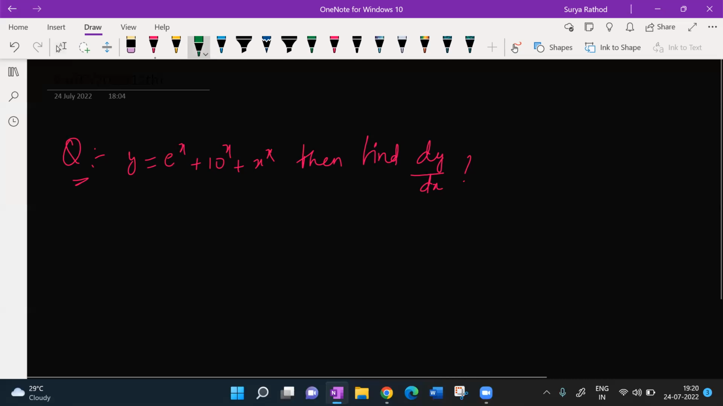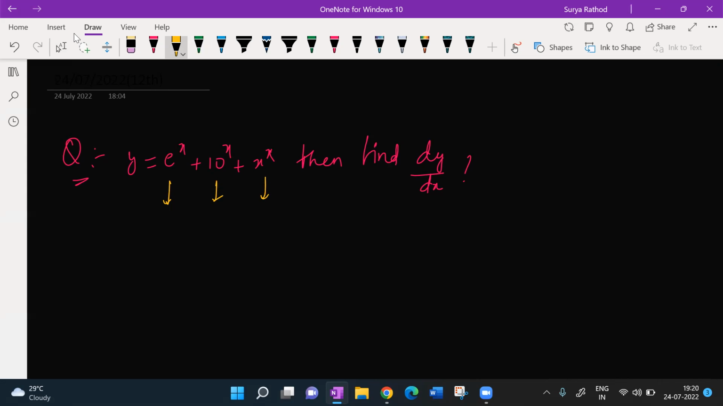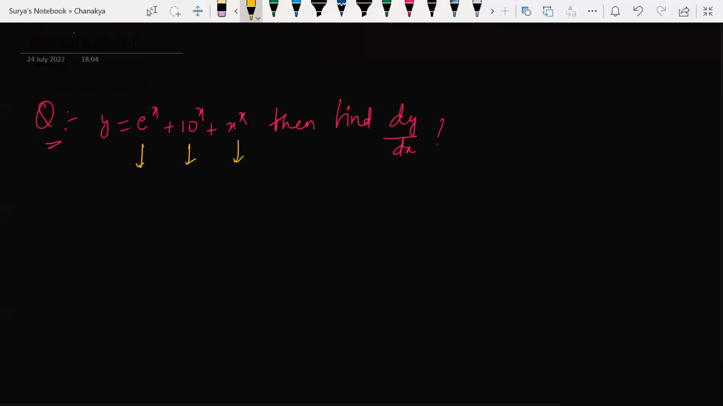Guys, it's a simple question. Look at this here. This is the y given to you. So this is a different function, this is a different function, this is a different function. So you have to differentiate in different parameters actually. First of all, let me give these three different terms three different names: p, q, and r.